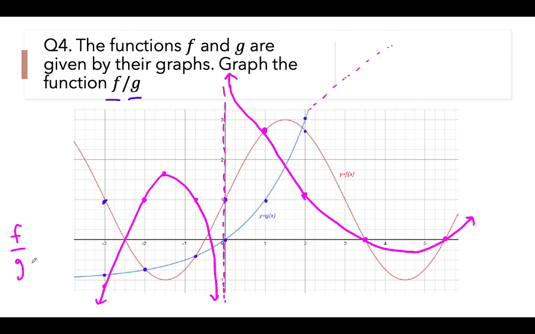So as always, figure out a point that they intersect, and the x value stays the same. Only the y value, you're going to apply the order of operations. And when you're dividing and it gives you "does not exist," undefined, that means that's where the asymptote is going to be. And the x-intercepts remain as they are because it's f divided by g.